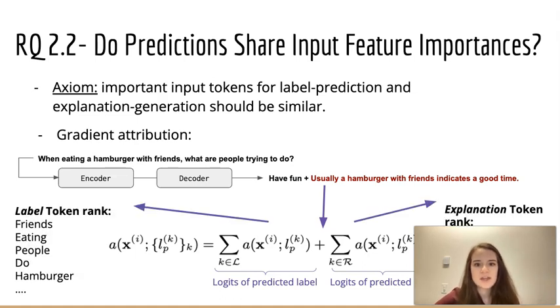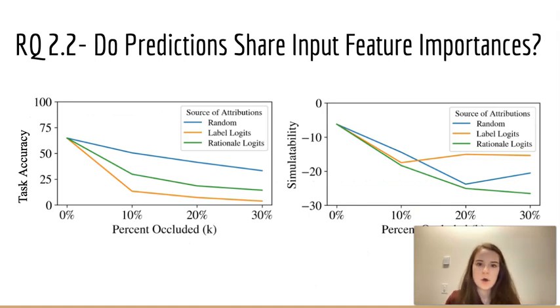This results in 2 ranked lists of the input tokens, one indicating the importance of the input tokens to the label prediction, and one indicating the importance of the tokens to the explanation. We use an occlusion-based method called ROR to investigate the relationship between these token importances. To do this, we delete tokens important for one task and measure how performance drops on the other.